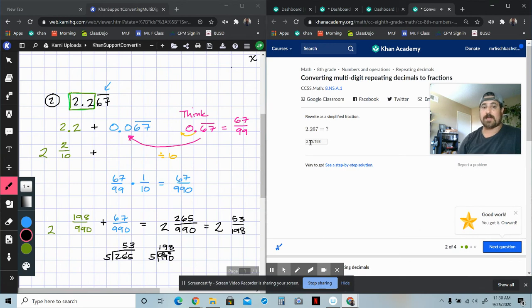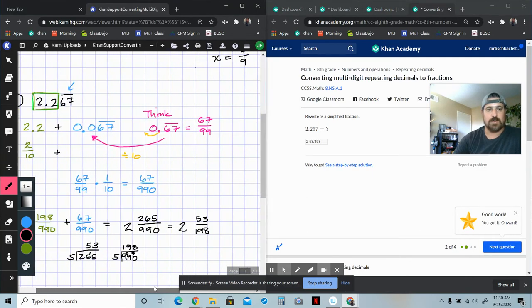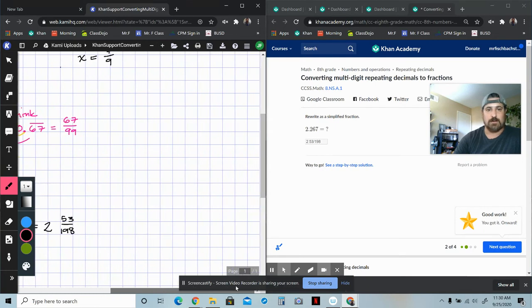Okay. Now that's my method. That's how I like to do it. But there's also the Khan method and how Khan likes to do it. So let me show you that alternate option right now. So it was 2.267 with a 6-7 repeating. So here's the algebraic method.